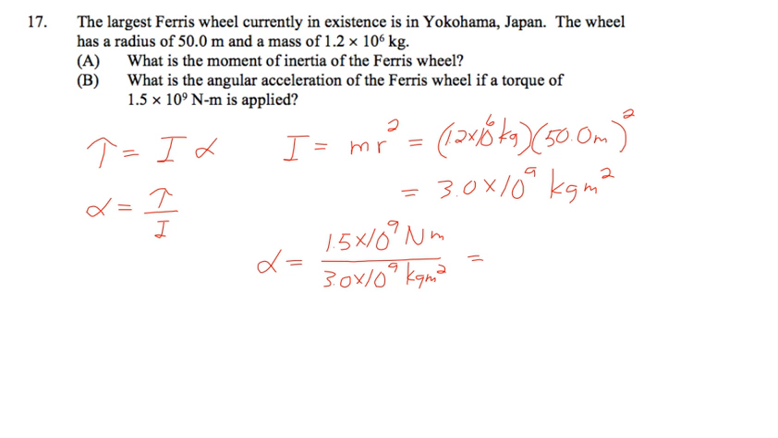I can do that in my head, right? Because the 10 to the 9ths cancel out, and that's a half. So it's going to be 0.5. And what are our units for angular acceleration? Radians per second squared.